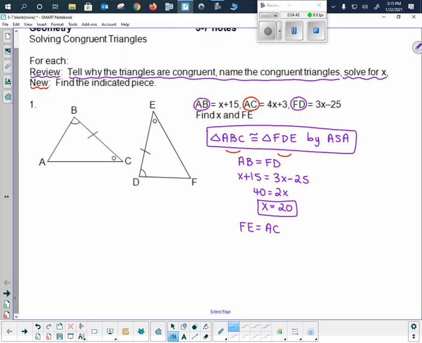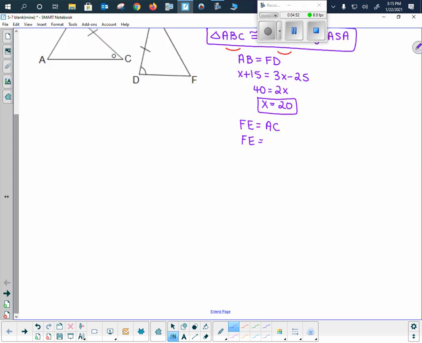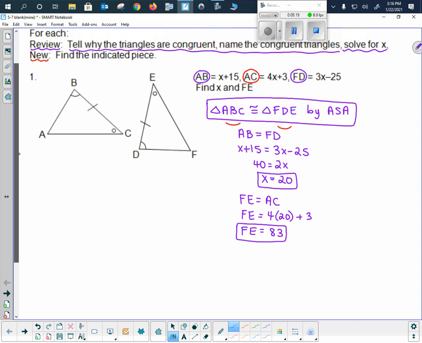Okay, so I know that FE will equal 4 times the 20. Okay, because it said 4x plus 3. So 4 times the 20 we just found for x plus 3. Remember, order of operations says to multiply before we add. So 4 times 20 is 80 plus 3 is 83. So there's the missing piece. So side FE is a length of 83. So I will go ahead and box that. Okay.